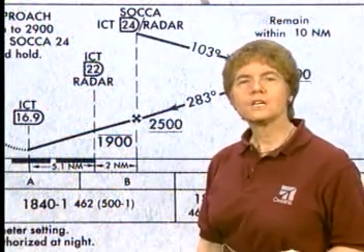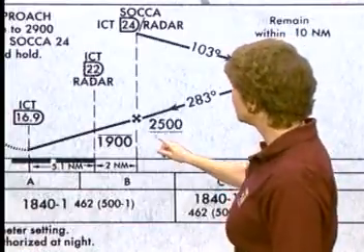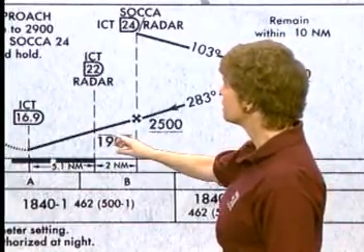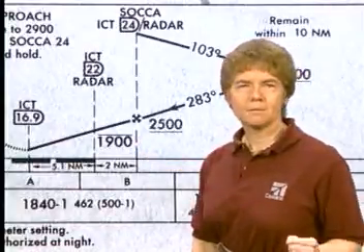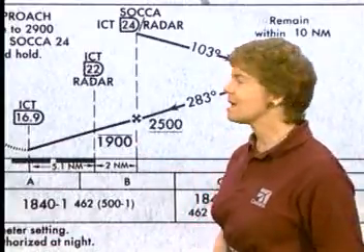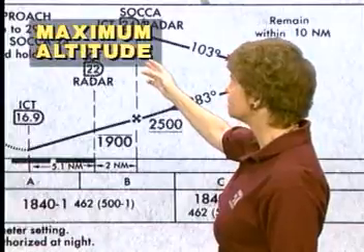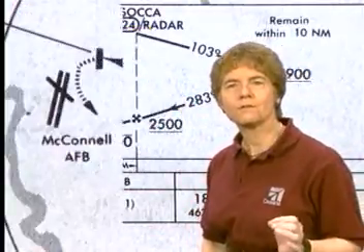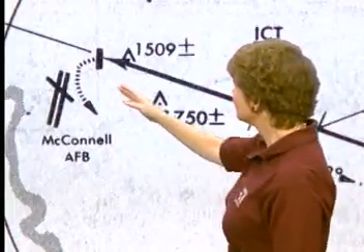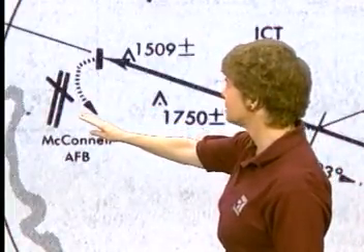Now, on very rare occasions, you'll see an altitude figure with a line above it, like this one on the approach to Wichita's Cessna Aircraft Field. The line above means that it is a maximum altitude, and the reason it's there is to keep you from conflicting with traffic at nearby McConnell Air Force Base.